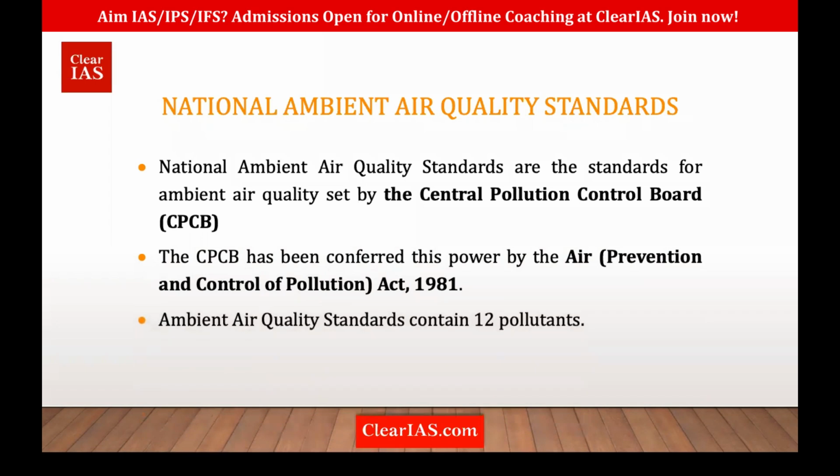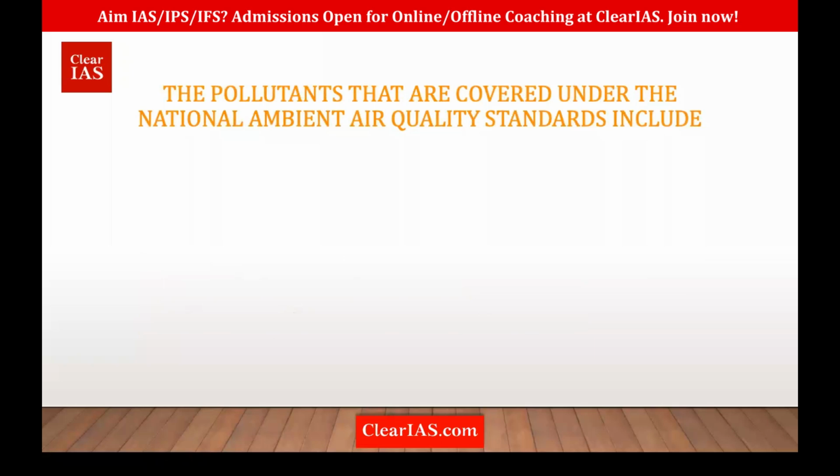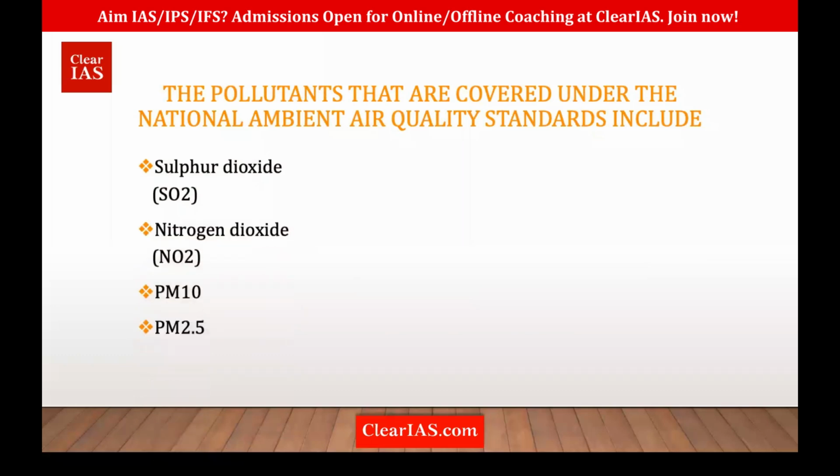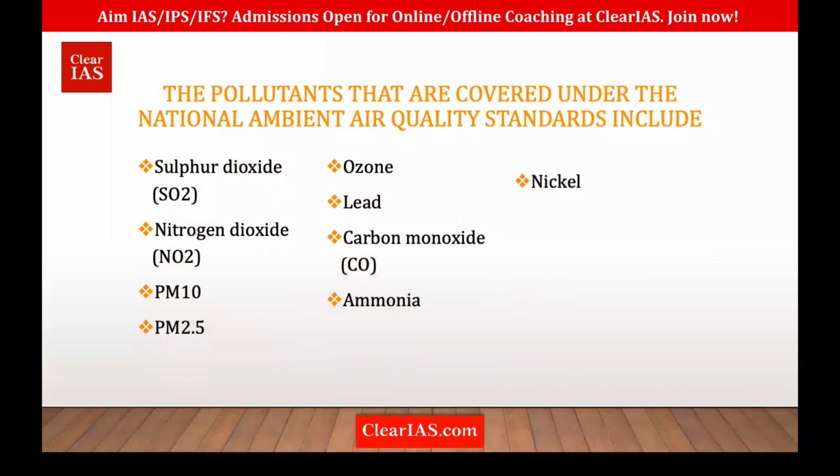I've already told you WHO measures 6 pollutants, but the National Ambient Air Quality Standards set standards for 12 pollutants. Which are the pollutants? Obviously the 6 pollutants would be there: sulfur dioxide, nitrogen dioxide, PM 10, PM 2.5, ozone and carbon monoxide. Apart from that, we have lead, ammonia, nickel, benzene, benzopyrene, and arsenic. So these are the 12.